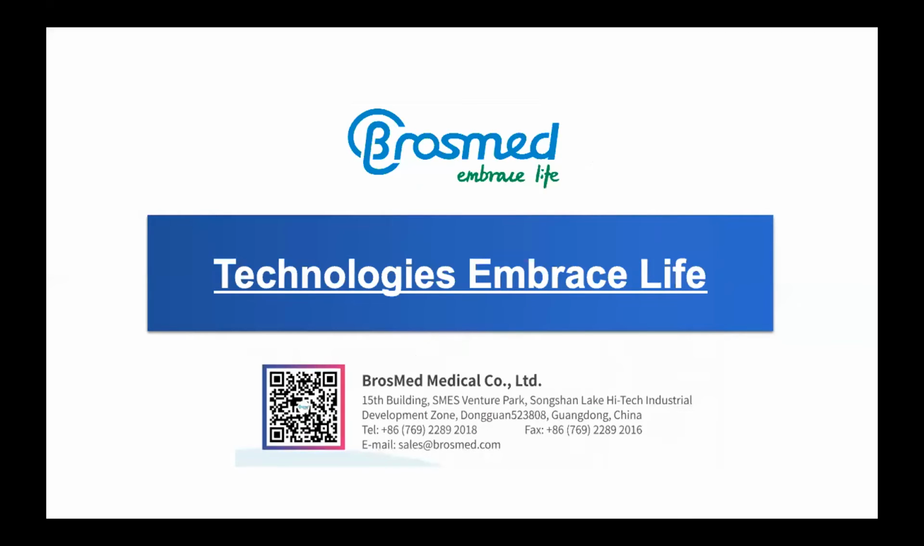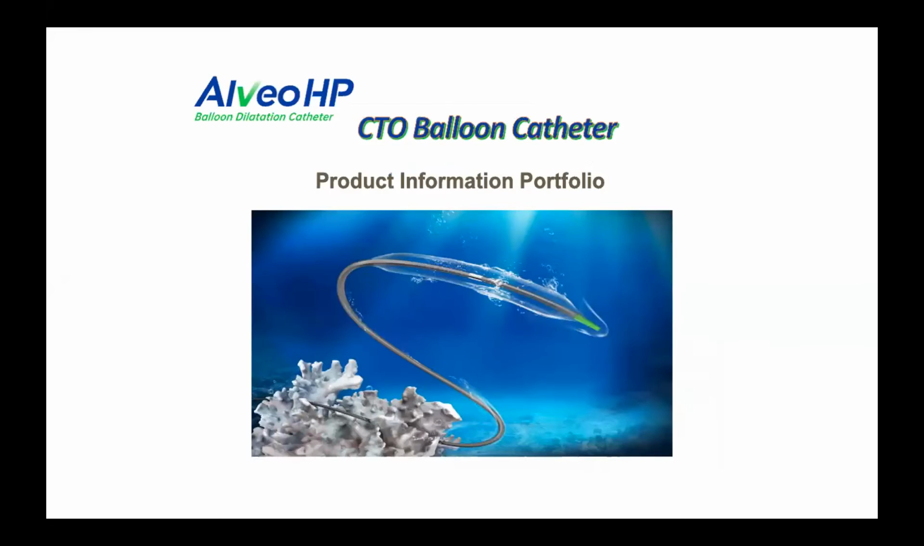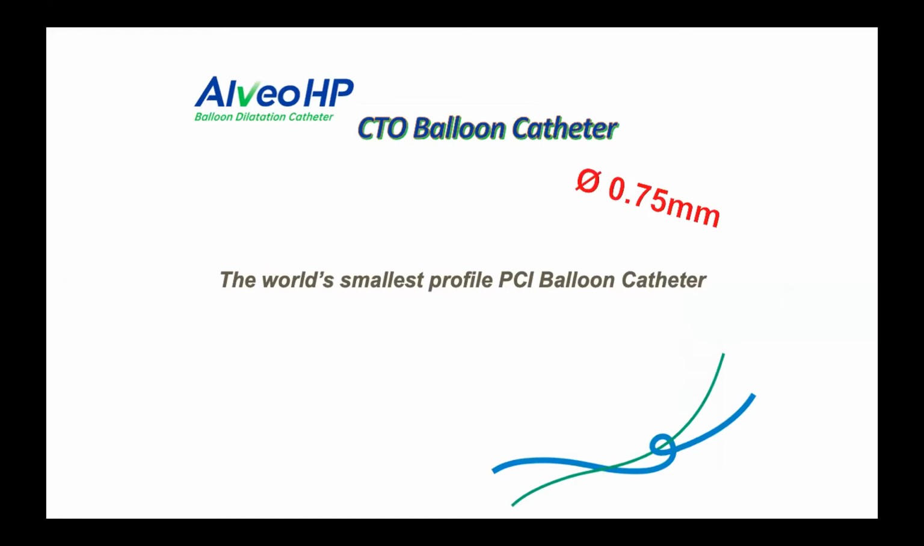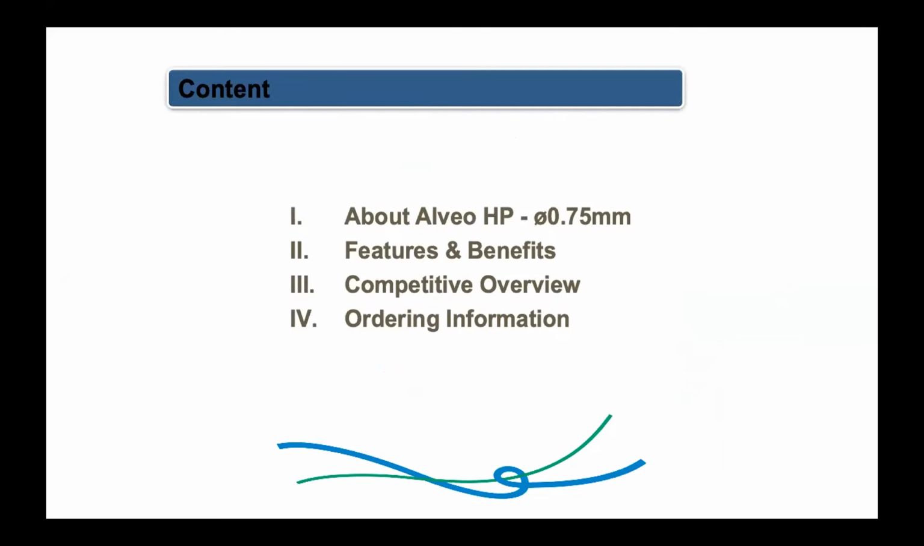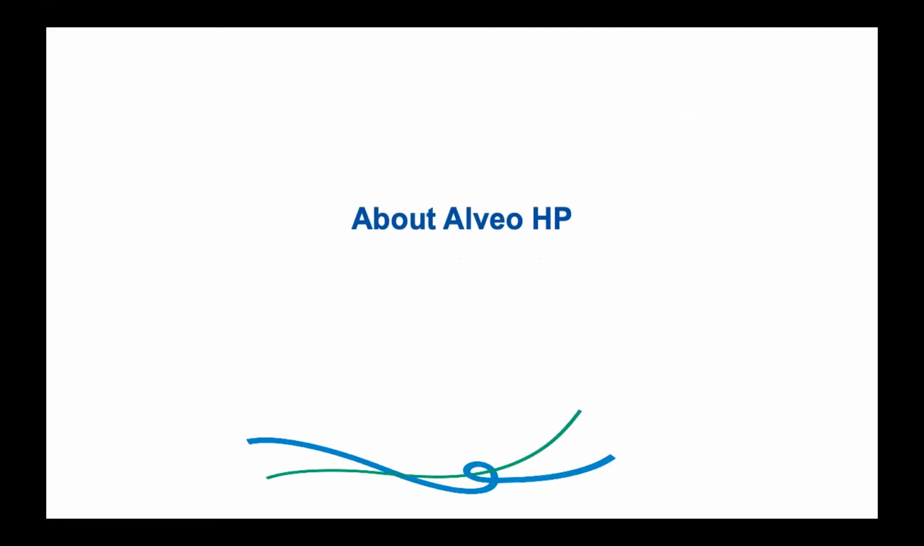Alveo is a CTO crossing catheter balloon. We'll talk a little bit about the product information. It's 0.75 millimeters, the world's smallest profile PCI balloon catheter. It's always the first choice. We'll talk about the 0.75, its features, its competitive overview, and later the manufacturer will tell us about the ordering and so on.